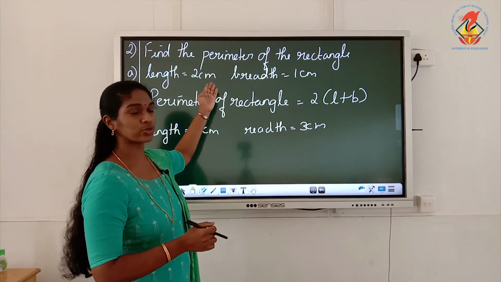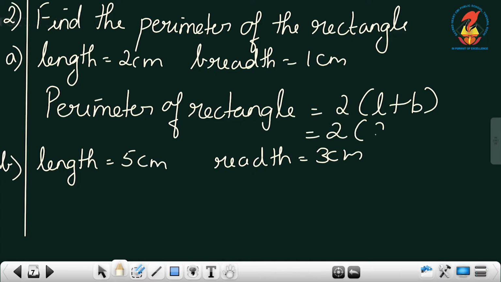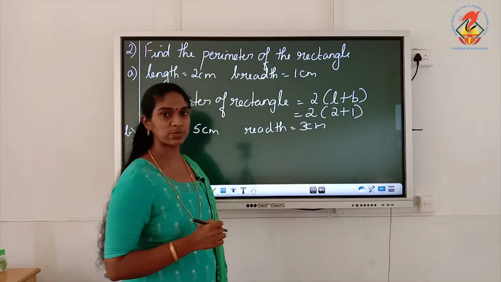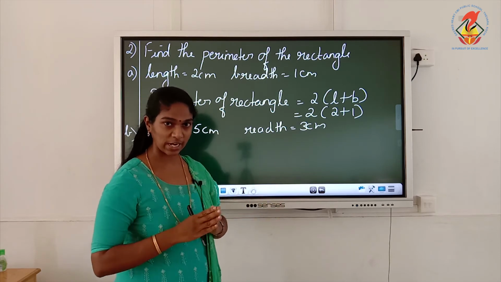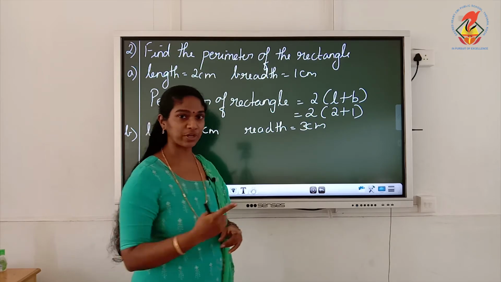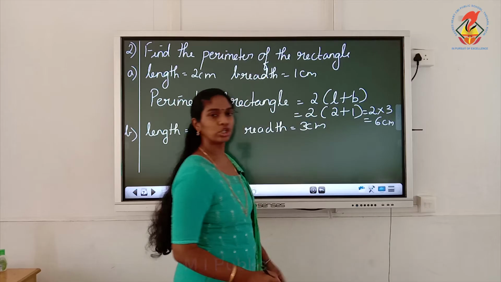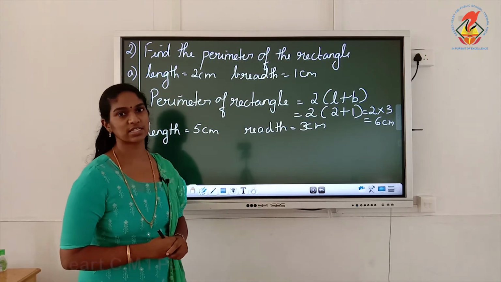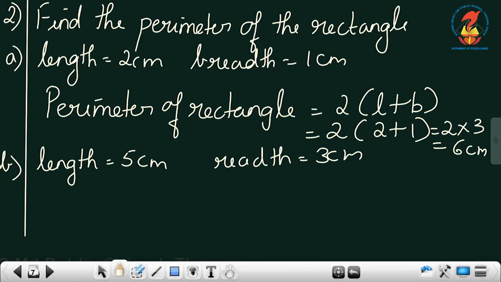What is L? 2 centimeter. What is breadth? 1 centimeter. So you put the values 2 into 2 plus 1. 2 centimeter plus 1 centimeter. You add what is inside the bracket. First you should add what is inside the bracket. 2 plus 1 what you will get? 3. Multiply that 3 with 2. So 2 into 3 you will get 6 centimeter. 2 into 3, 6 centimeter. Understood?